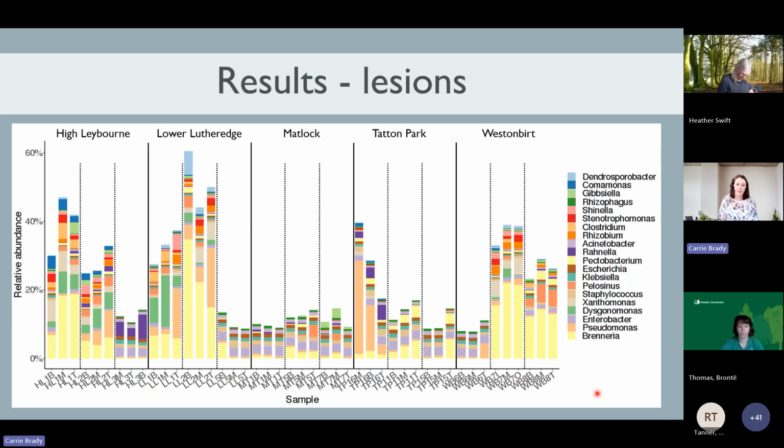But we would expect this because we expect that environmental factors would contribute to the microbiome structure of the lesions, and these 5 sites are quite different in terms of some were out in the country, some were a lot more compacted, some were along a path. There were various different environmental reasons for this. But we do need to do a lot more of a deeper analysis on this data.